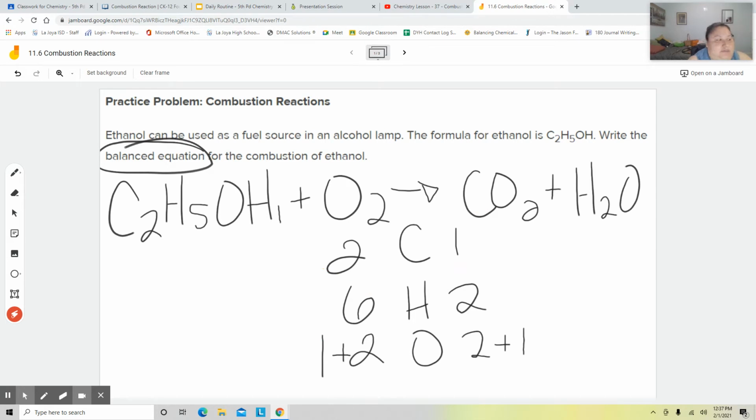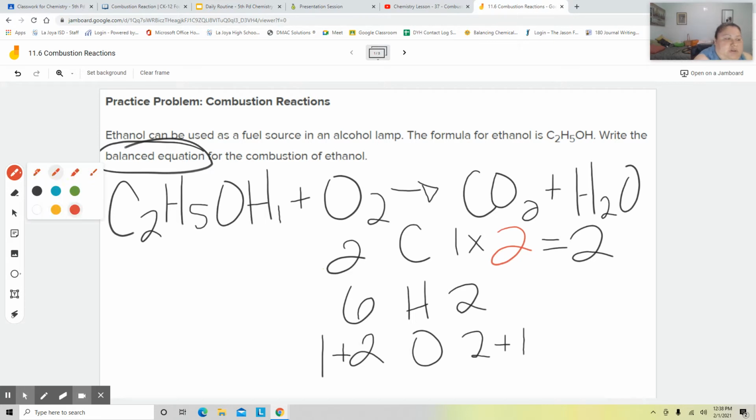Where shall we balance, guys? Okay, what do I do? I know I need a balanced carbon because I got 2 here and 1 here. How can I make this 1 into a 2? I need to multiply by something so that it equals 2. 1 times 2, very good. If I multiply this guy by 2, I'll make the 2 that I need, right? So that this guy can match this guy.